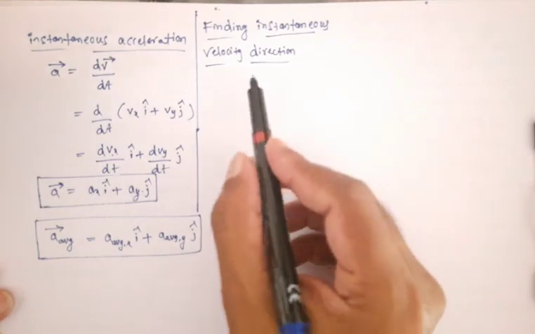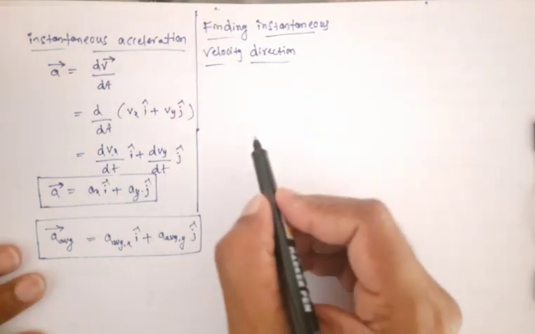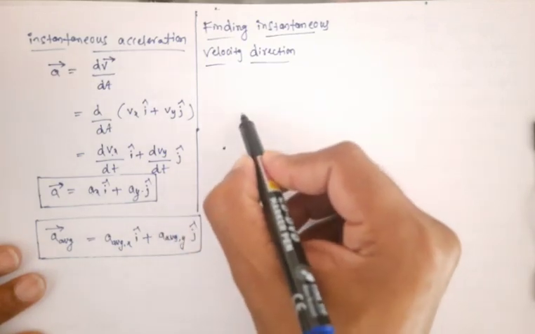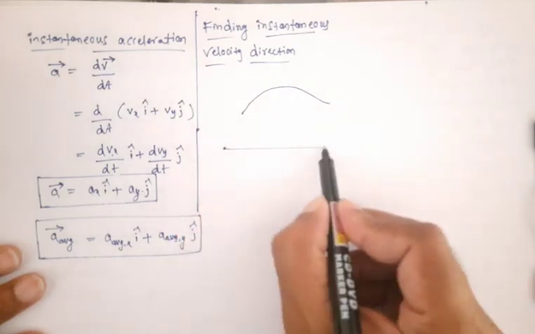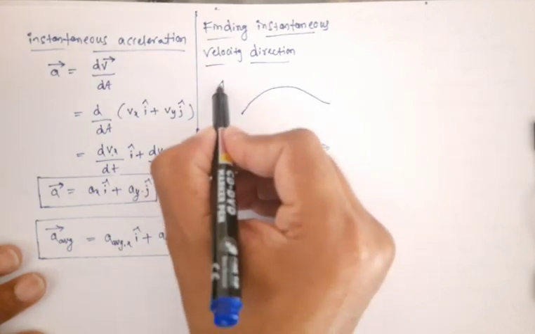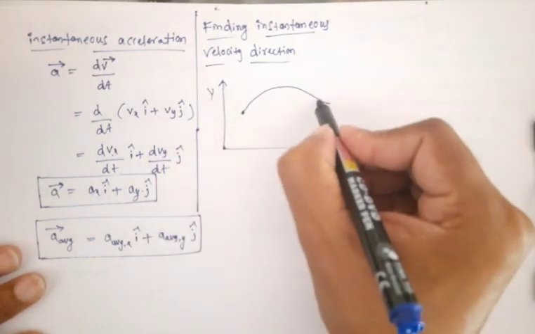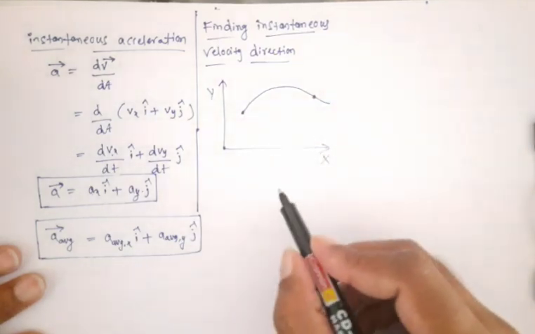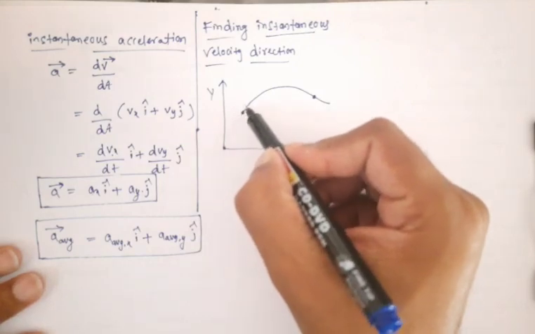Now let us see how we find instantaneous velocity direction. Just now we have seen, we are standing here, and a particle is moving like this, right? So this side is the direction we take as plus x-axis. Let's assume this is the north direction, we take it as the y-axis. Initially the particle is starting here and it is moving like this. So let's say this is point 1, this is point 2. Now it has some instantaneous velocity here, right? So how do we find instantaneous velocity direction?